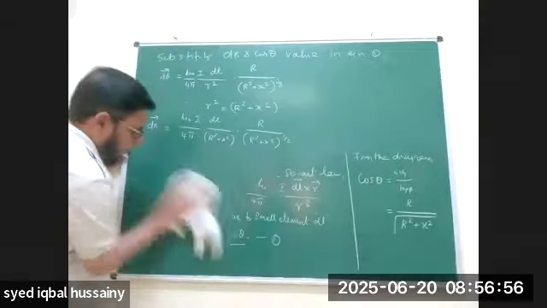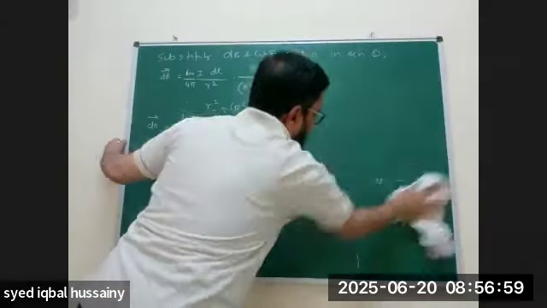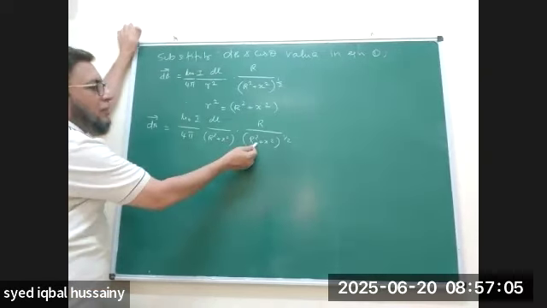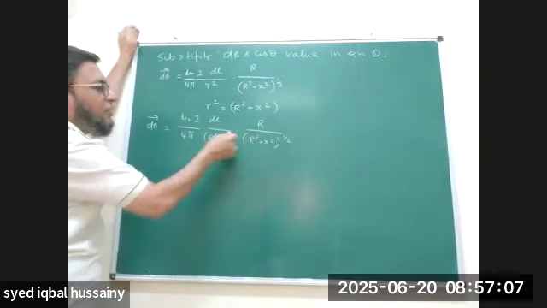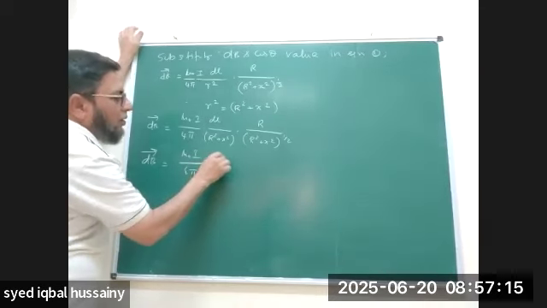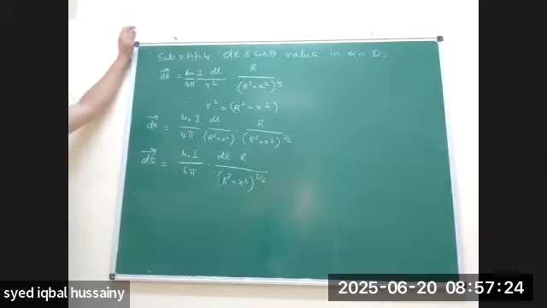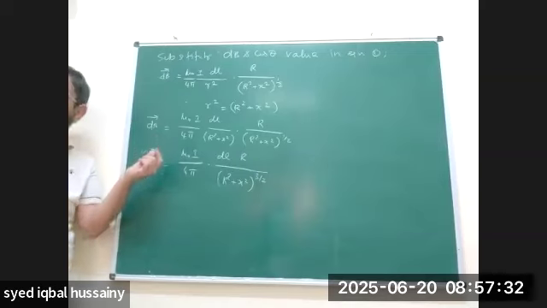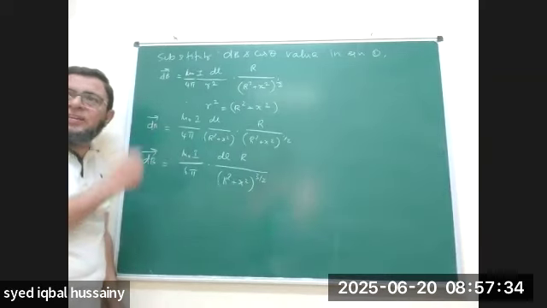Now, if you multiply this, what you will get? Half plus 1 is 3 by 2. So mu naught by 4 pi I dl r by r square plus x square whole raised to 3 by 2. This magnetic field is for the smallest segment dl, हैना. This magnetic field is for the smallest segment dl.